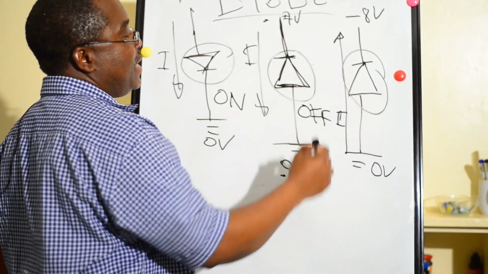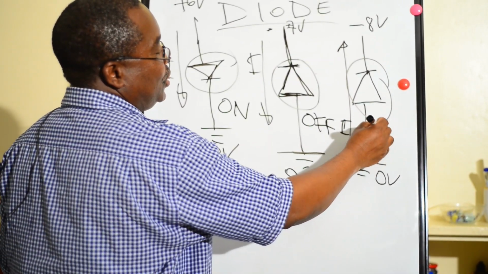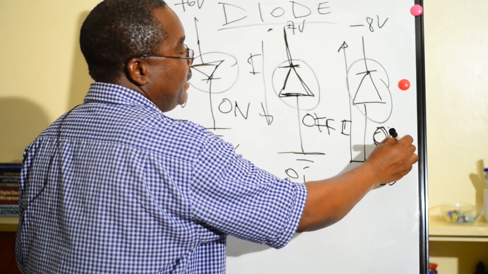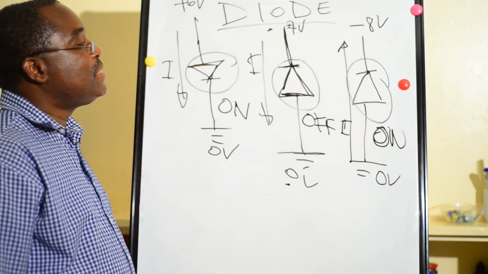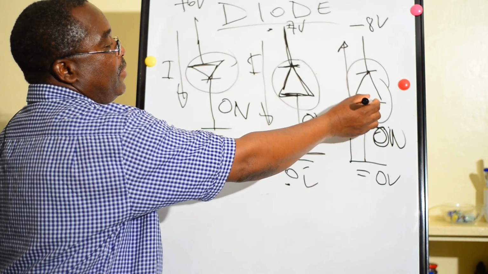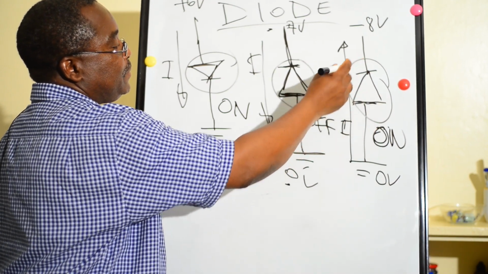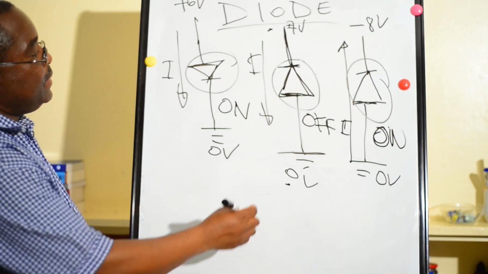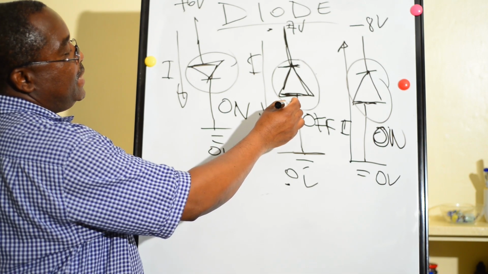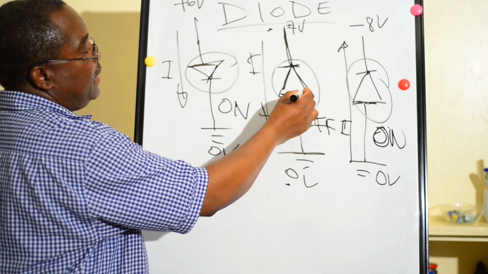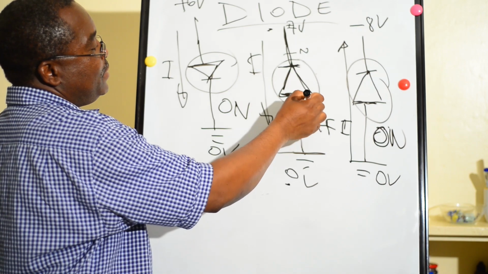This will be a flow of current, and this switch, which is the diode, will be on because it is in line with the arrow of the diode. Because in a diode, here is P and here is N. Here is positive, here is negative.